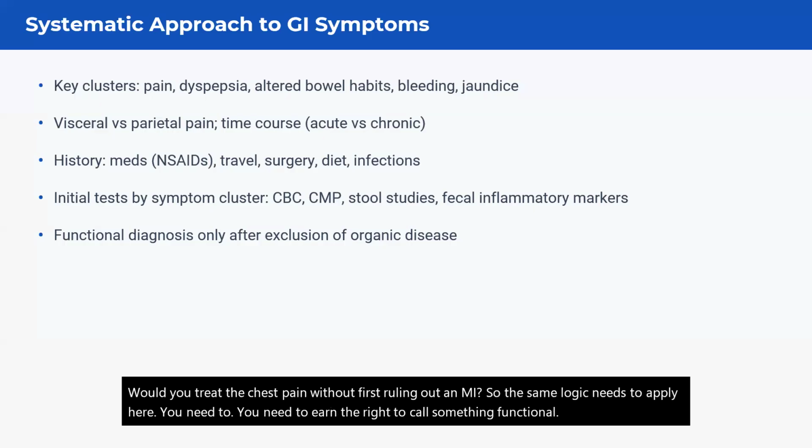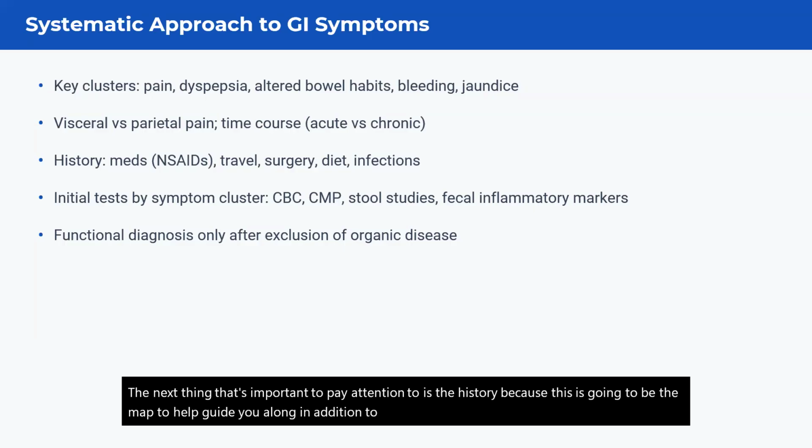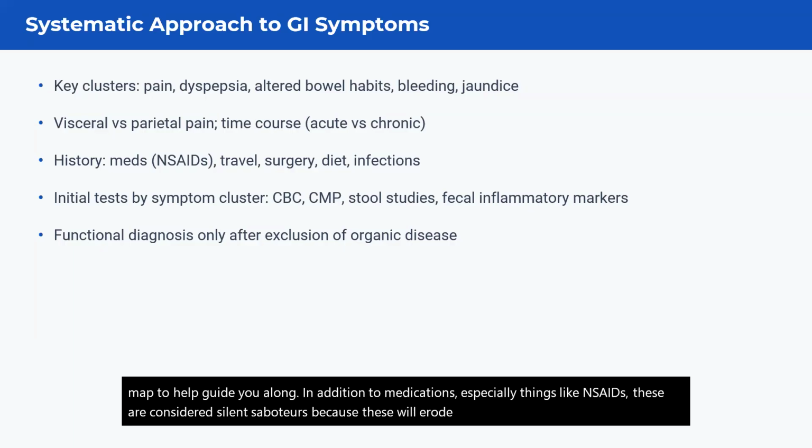The next thing that's important to pay attention to is the history, because this is going to be the map to help guide you along. In addition to medications, especially things like NSAIDs, these are considered silent saboteurs because they will erode the mucosal defenses, leading to peptic ulcer and bleeding.